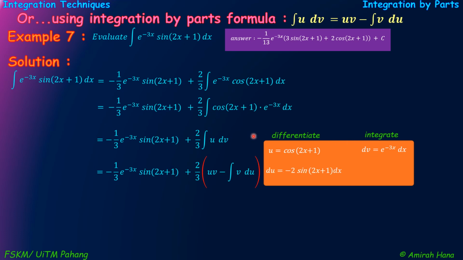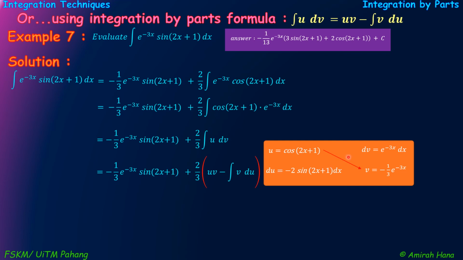So when we differentiate u equals cos 2x plus 1, we get negative sine 2x plus 1. And then we differentiate 2x plus 1, we get 2, which we put in front. The dx here comes from the dx on the left-hand side; we move it to the right-hand side, so we get this. And then from dv, we need to find v, so we need to integrate. Using this formula, after we integrate, we get negative 1 over 3 e to the power of negative 3x. But there is no need to put plus c because we have not finished our solution.